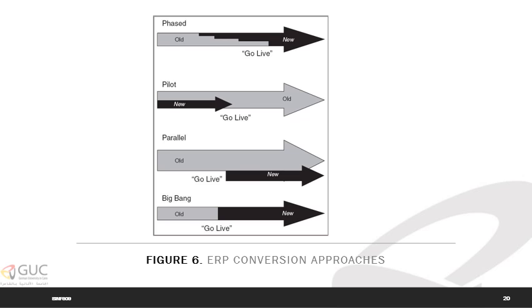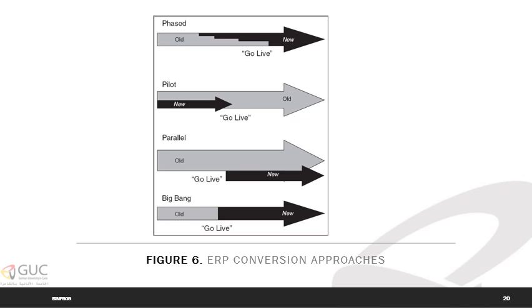The final approach is a direct cutover or Big Bang. It's the highest risk approach but the most straightforward and clean. The company moves from the legacy system directly and immediately to the ERP system. This approach has the least amount of upfront cost because systems are not duplicated or run concurrently for any length of time.